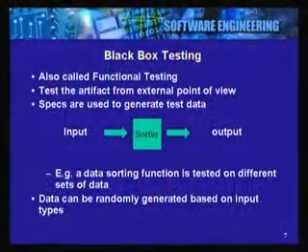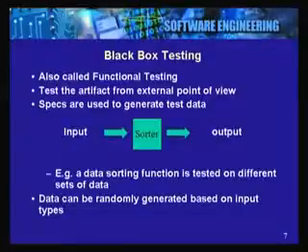So here we see that black box testing is also called functional testing. That is because you are going to mainly look at the functionality of the black box, how it is to be used as a black box. You are not seeing inside, you are not looking at the internal structure, only the externally observable functionality. So test the artifact from external point of view, and specs are used to generate test data. So for example, specs of a given module, what is the contract that a given module supports.